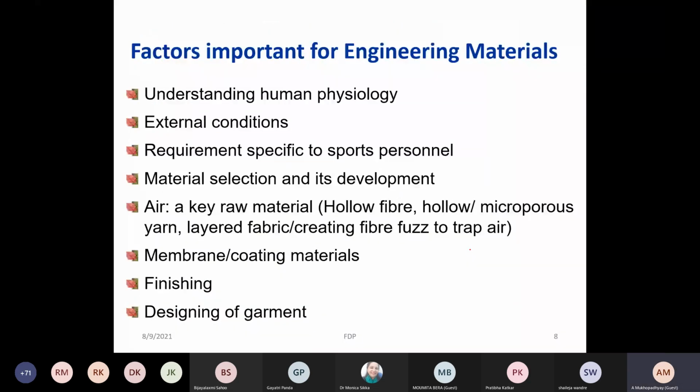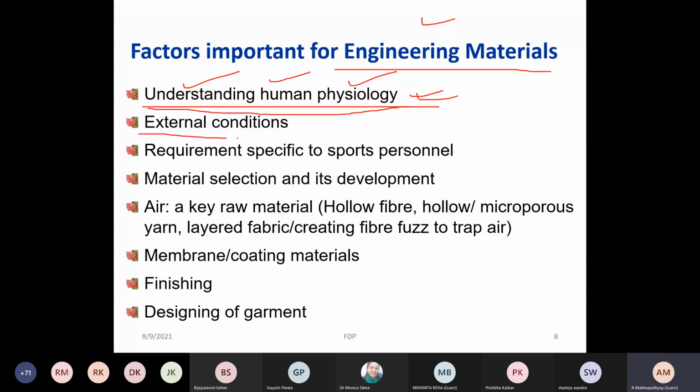Now, factors important for engineering materials. Understanding the human physiology, I have gone through a couple of slides on this in the first lecture. So human physiology, neurophysiology, this aspect is important. Understanding of the human physiology is very important whenever you are designing sportswear, and not only sportswear, any other garment designing, this plays a vital role. And then, as I have just said, you need to look at the external conditions. Requirements could be specific to the sports personnel, that you also need to look at. Now material selection and its development. These are very important, which kind of material is to be chosen.